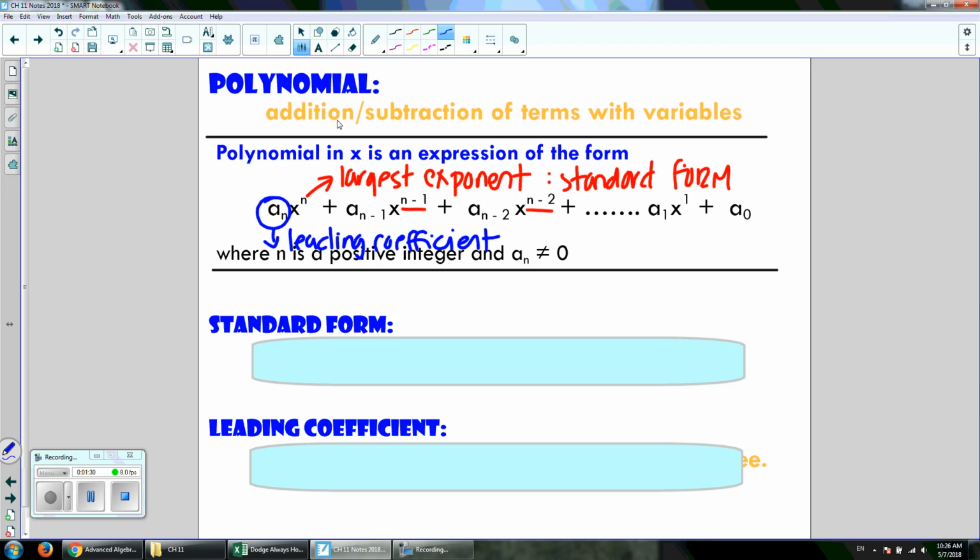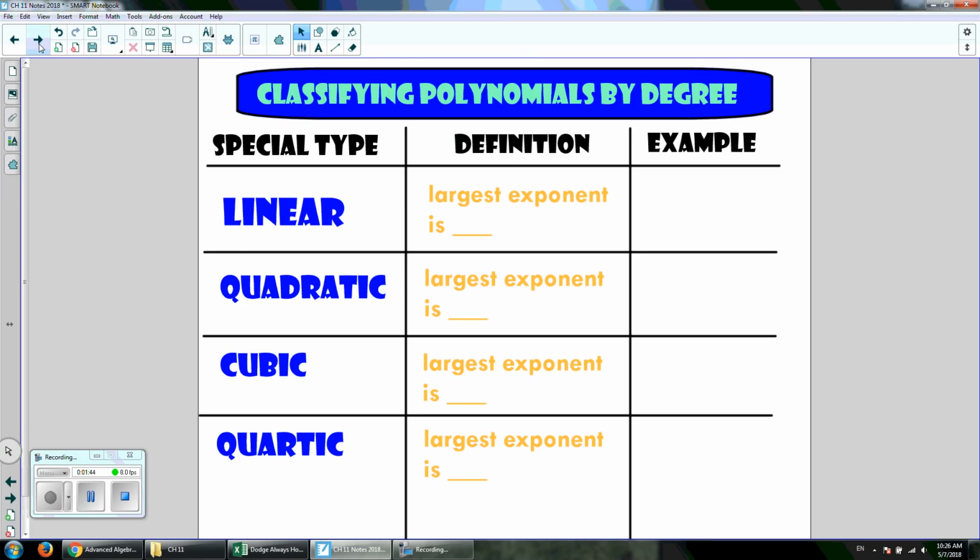Okay, so polynomial, adding a whole bunch of things together. When it's written in standard form, that is written in descending order of your exponents, and the leading coefficient is the very first coefficient when it's written in that form. Okay, so then if I take a look at classifying polynomials by degree, degree just stands for the largest exponent.